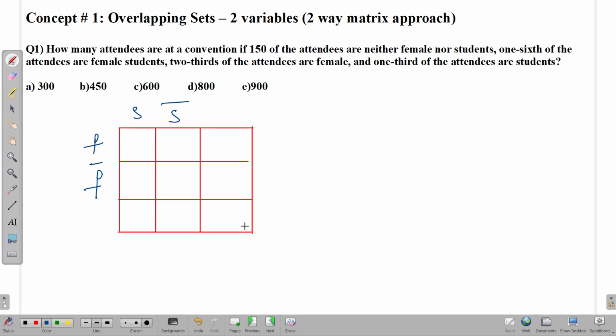150 of the attendees are neither females nor students. Keep this in mind. 150 of the attendees are neither female nor students. So what have we been given here? Where will we put this? Neither female nor students. Where do I put this? I'll put it in this particular square, right? Here. Correct me if I'm wrong.